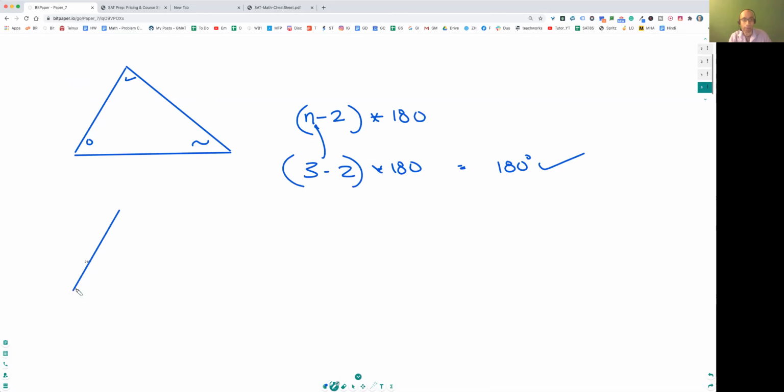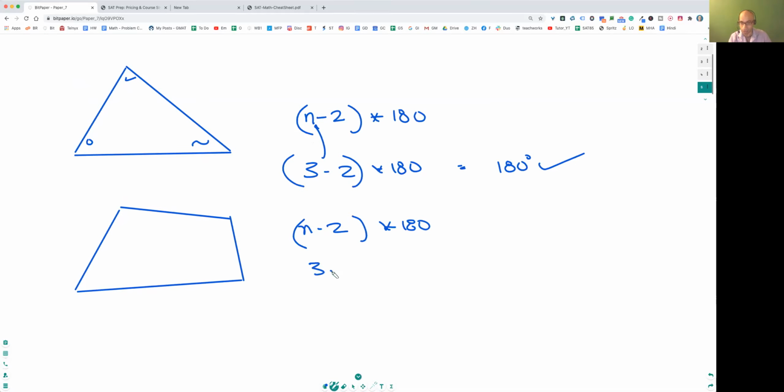How about a quadrilateral, which has 4 sides, right? In that case, you're going to use the same formula. Same formula over here, and then you're going to put in n is equal to 4 here, right? 1, 2, 3, 4. So put in (4 minus 2) times 180, and that gives you 2 times 180, which is 360, right?